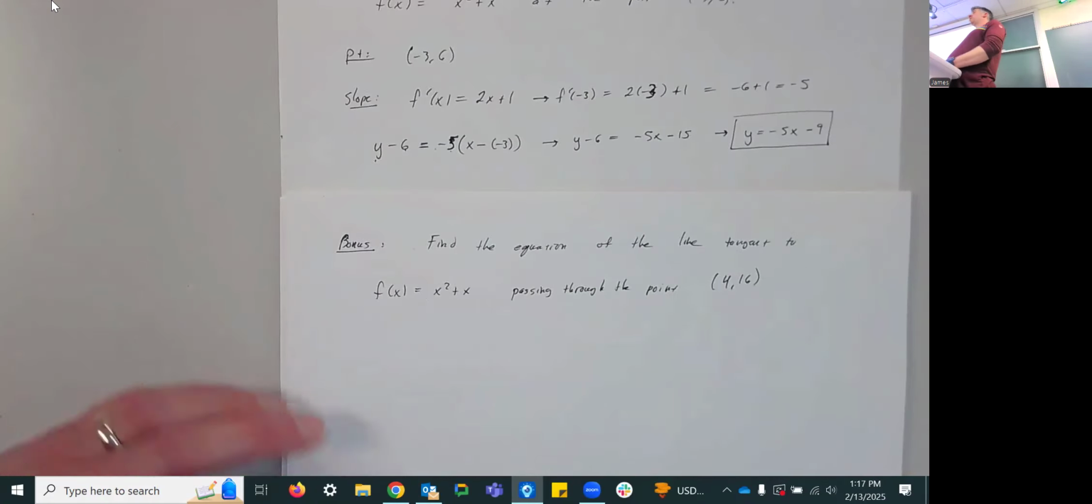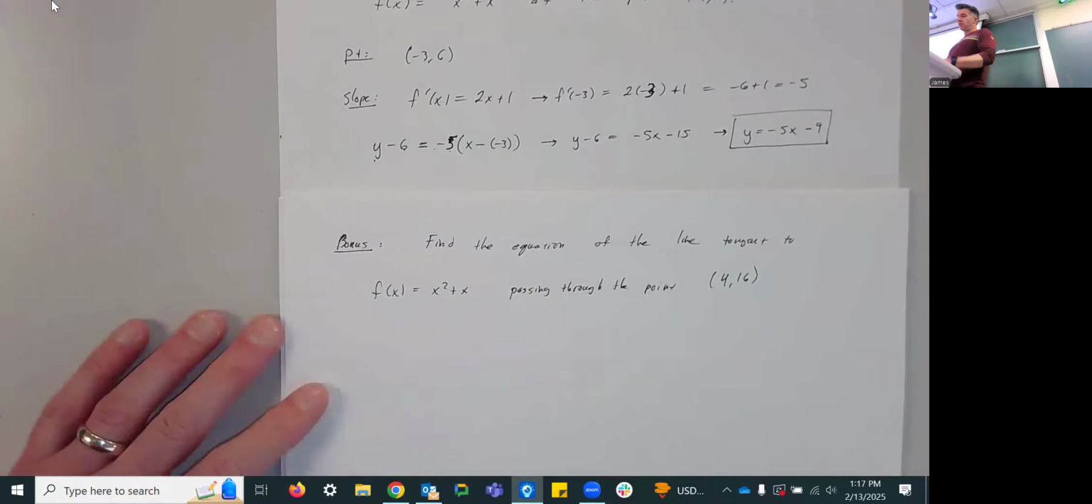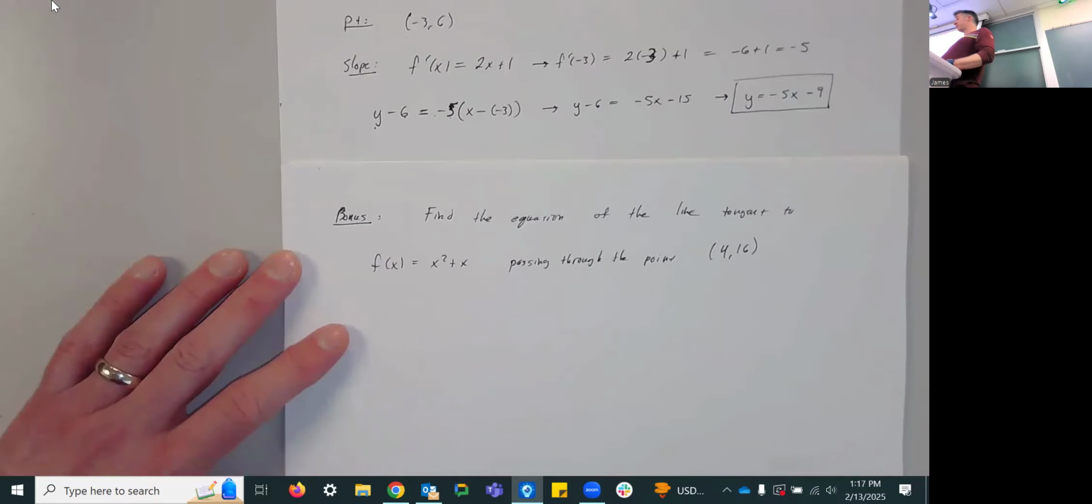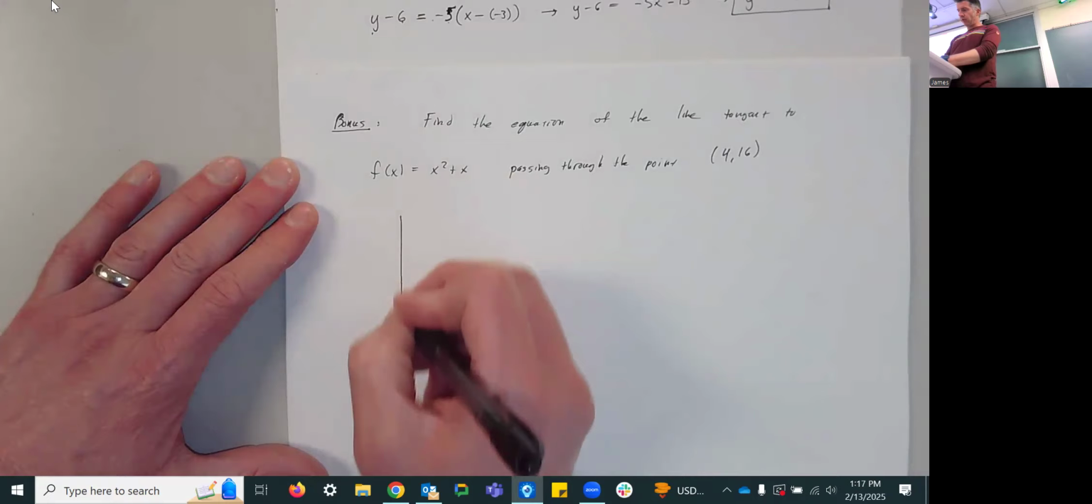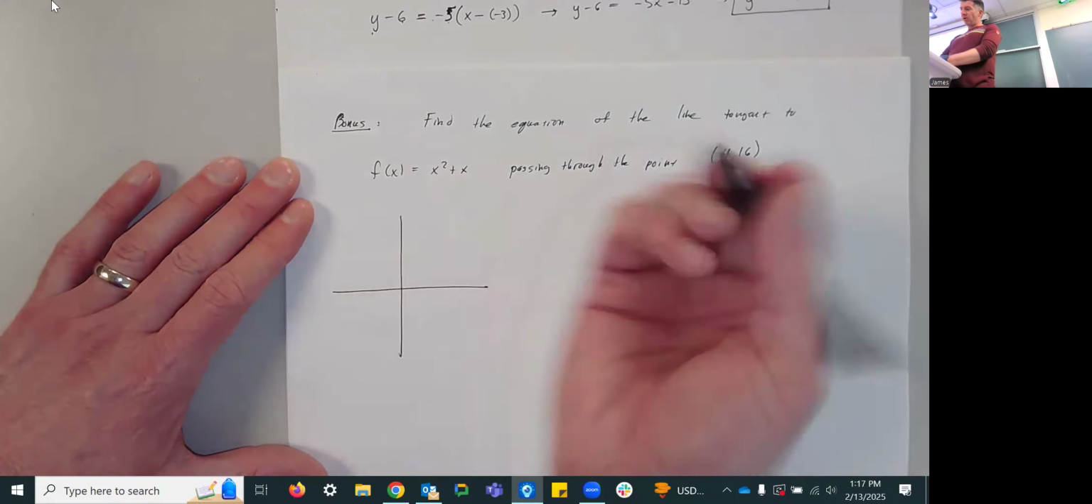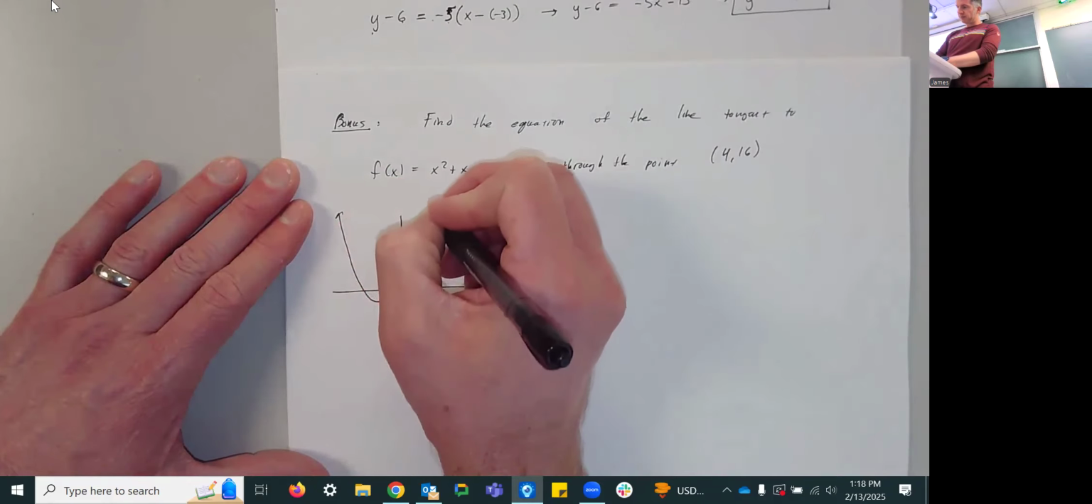There could be no answers, although usually they don't ask the question that way. There could be 0, 1, or 2 answers to this question, though. There could be 1 line, there could be 2 lines, there could be no lines. We don't need to draw a picture, but I kind of like drawing a picture. So let's draw a picture. Doesn't have to be perfect. My parabola opens upwards. It looks vaguely like this.